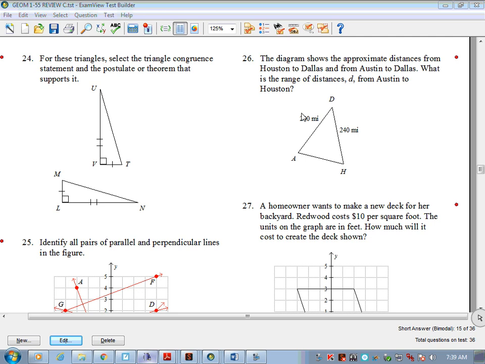And if you need a reminder on where those congruency statements are, and you should look them up, it's lesson 36, right triangle congruency theorems. Let's come down to number 25.